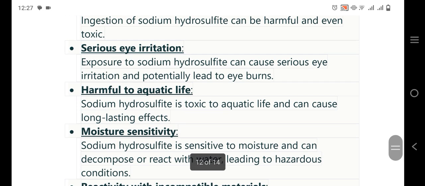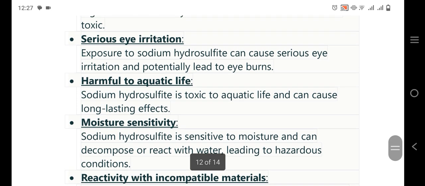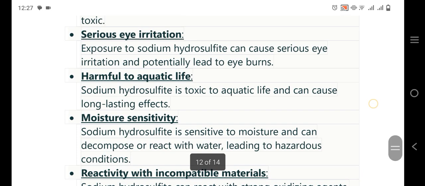The next one is serious eye irritation. Sodium hydrosulfite can cause serious eye irritation if it comes in contact with the eyes. Exposure to sodium hydrosulfite dust, vapors, or solutions can result in irritation, redness, tearing, and potentially more severe damage to the eyes. If sodium hydrosulfite gets into the eye, it's crucial to flush the eye immediately with lukewarm water for at least 15 minutes while holding the eyelids open to ensure thorough rinsing.